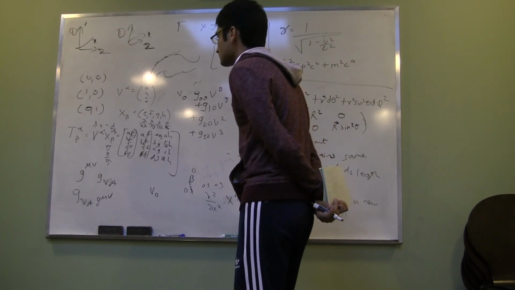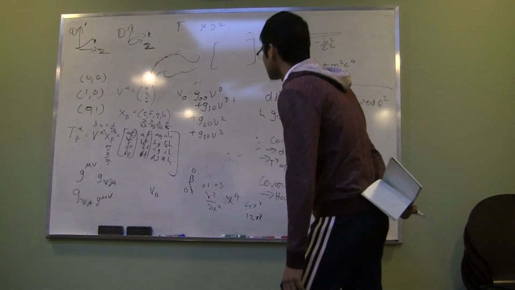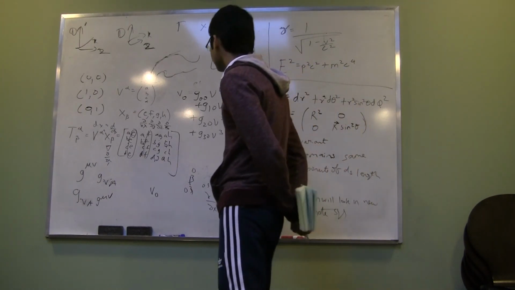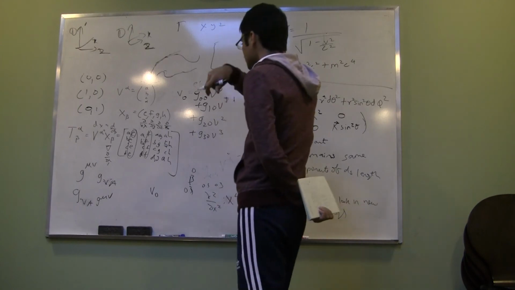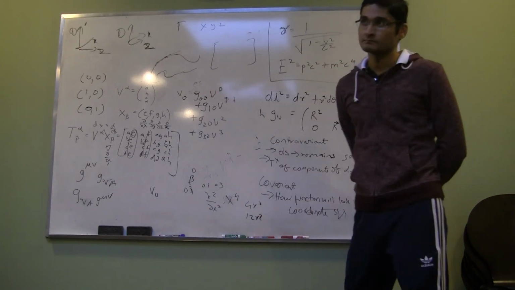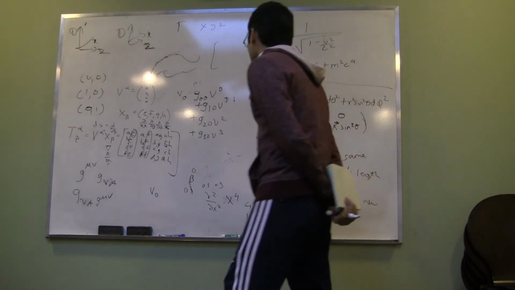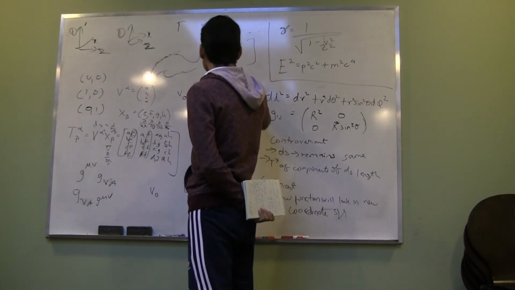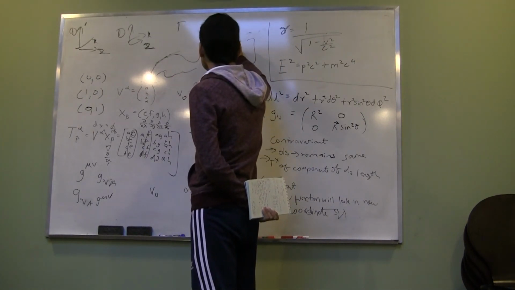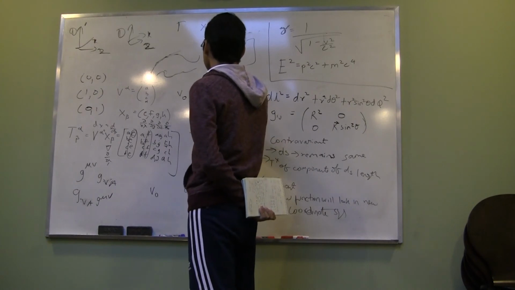Let's suppose that was just a velocity vector. This was velocity. And let's suppose G was just the Minkowski metric. Then we'll just get a negative, negative V0.